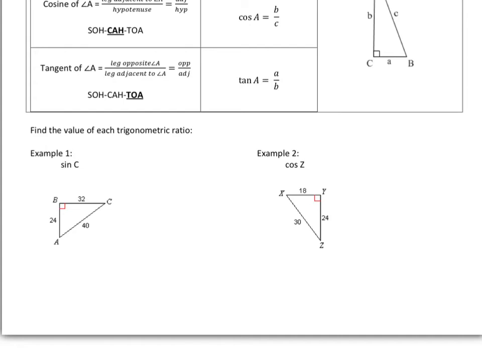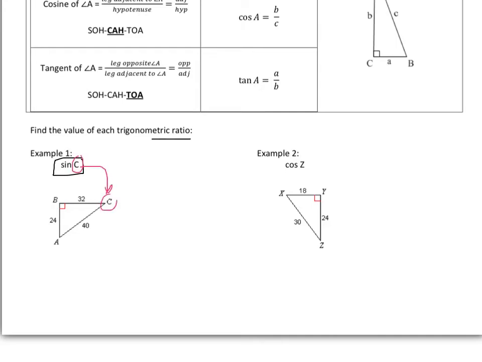Lesson 10.7, Video 3. Find the value of each trigonometric ratio. So again, ratio implies a fraction. Now they tell us a big clue here. They tell us what angle to look from, and that's angle C.